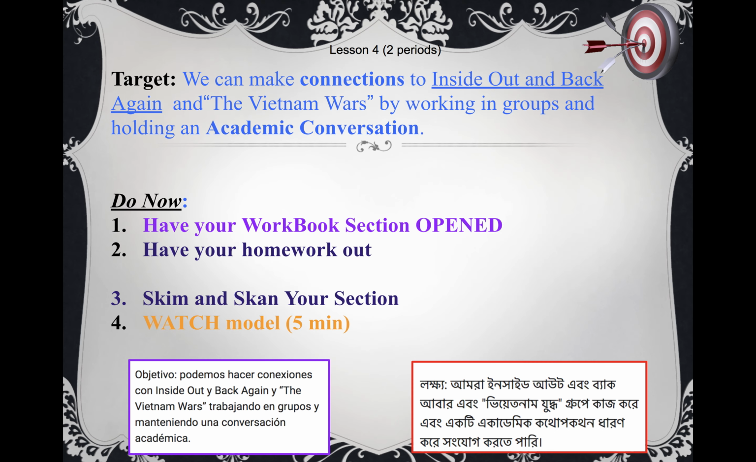The target for the next 2 periods would be: we can make connections to Inside Out and Back Again in the Vietnam's wars by working in groups and holding an academic conversation. Students are visually able to see the bolded words in the target so they can pick up on that more easily. It's also very specific to what they'll be doing today.